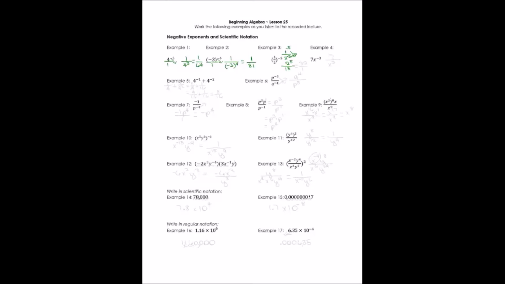And all I have in my denominator now is 1 multiplied 5 times, which is just 1. In my numerator, I have 2 times 2 times 2 times 2 times 2, which would be 32, which is really just the whole number 32.